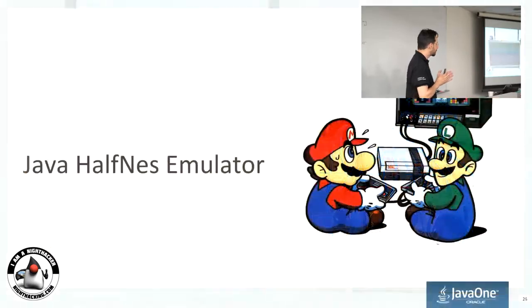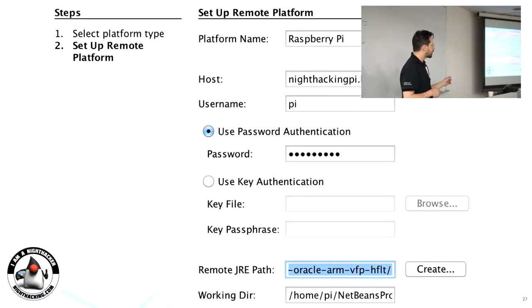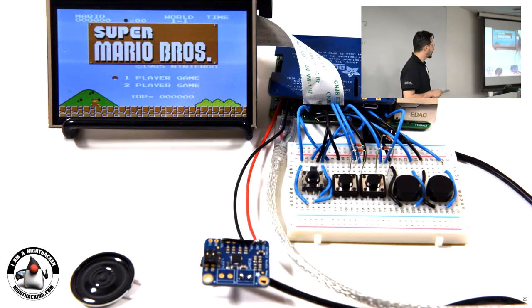Okay, so let's talk a little bit about software. I used a project called HalfNES that was written by Andrew Hoffman from the University of California, Irvine. It's a pure Java emulator, very accurate, and it also can run on the Raspberry Pi. And if you use NetBeans, you can deploy directly to the Raspberry Pi from the IDE. And now you have a working emulator on the hardware, the raw hardware.